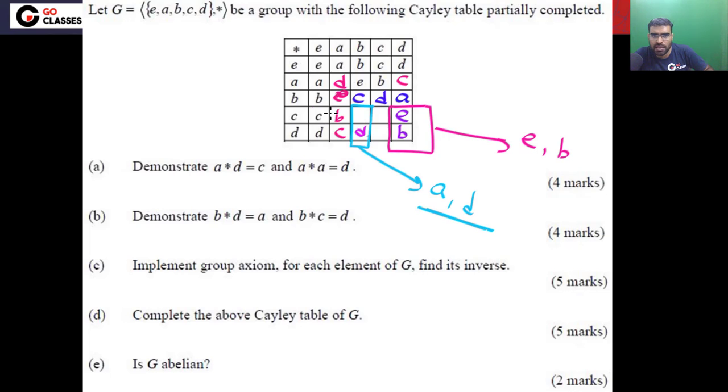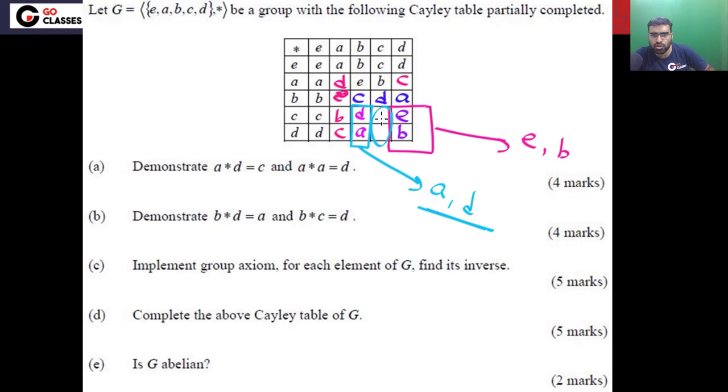Can I put D here? No, because already D is there in this last row. So I cannot put D. So I need to put A here and I need to put D here. Very simple. I got this, that I need to put D here and I need to put A here. Now finally, these are remaining.